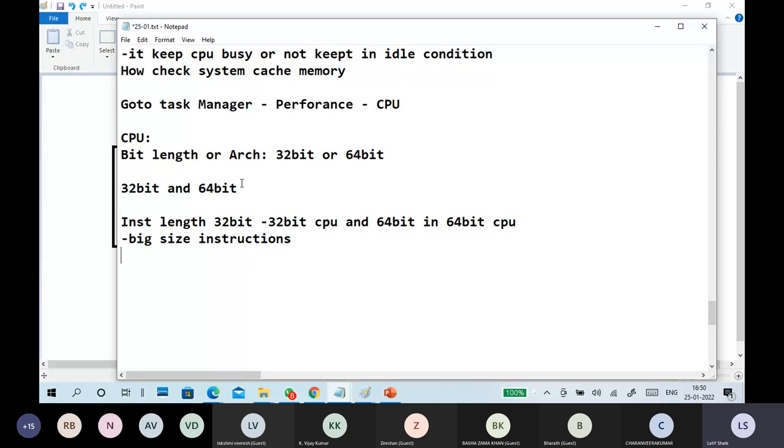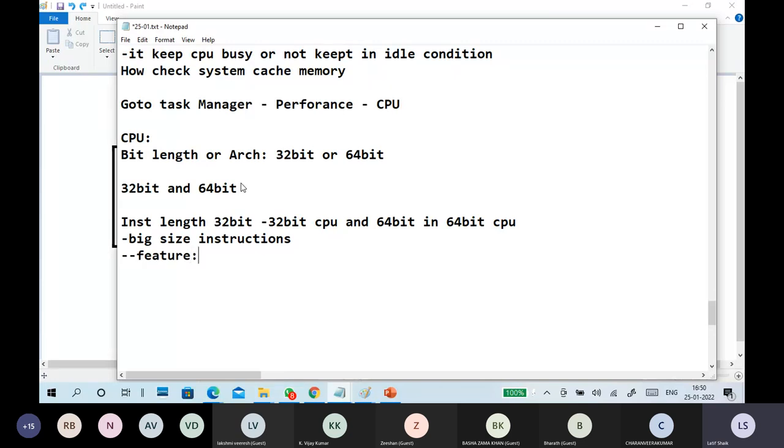And data bus length, address bus is also 32 bit or 64 bit size. So bit length is 32 bit or 64 bit. So the difference between 32 bit and 64 bit is the bit length or instruction length, 32 bit, 64 bit. Okay, guys, next.